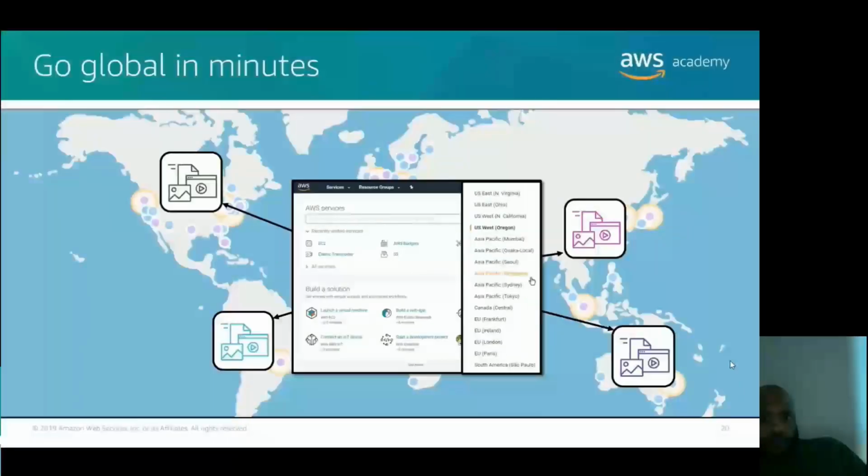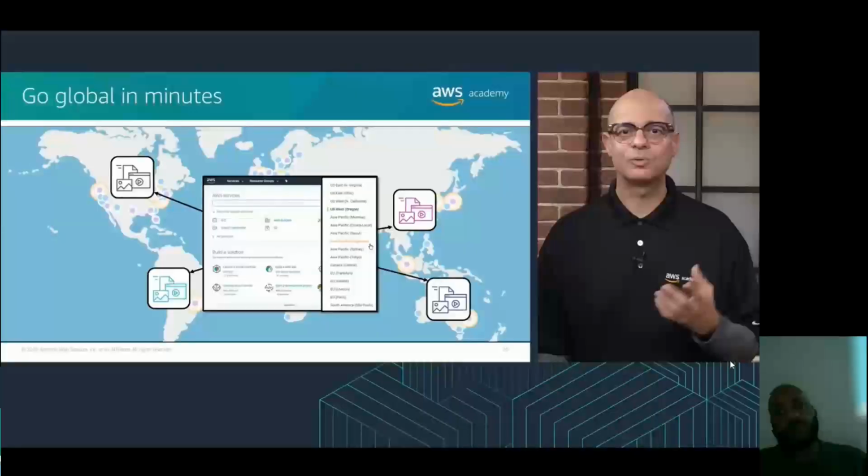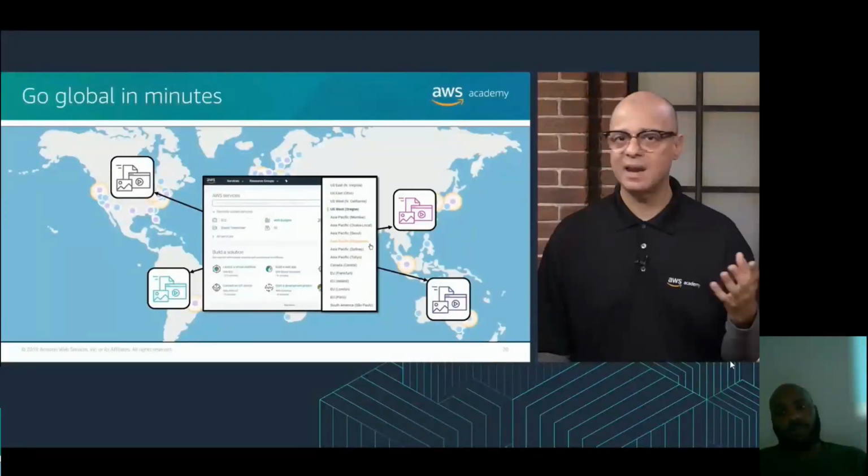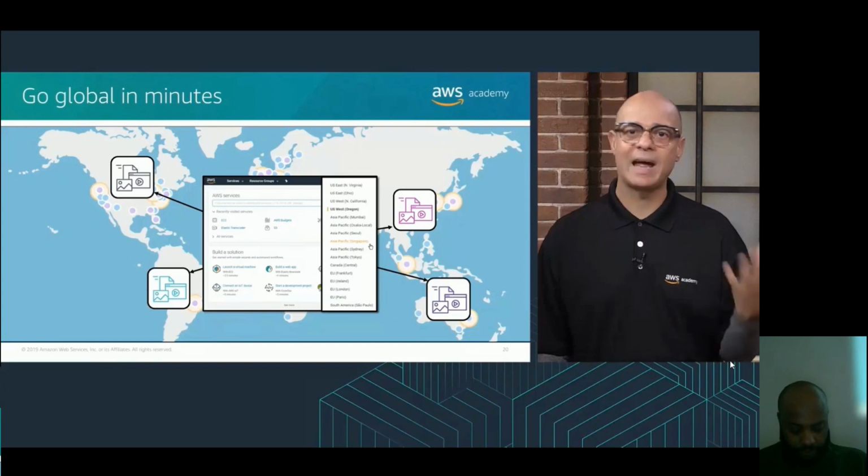Advantage number 6, go global in minutes. You can deploy your application in multiple AWS regions around the world with just a few clicks. As a result, you can provide lower latency and a better experience for your customers simply and at a minimal cost.